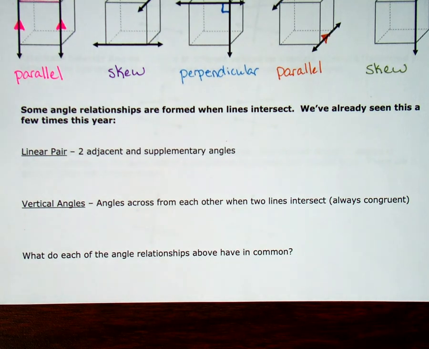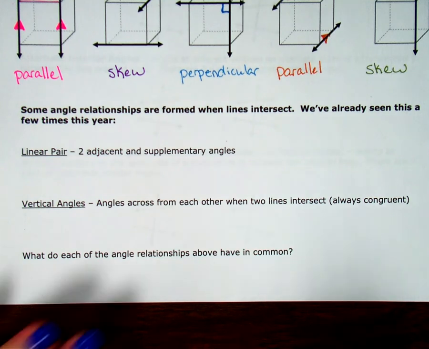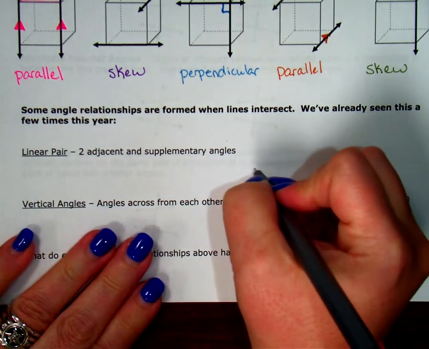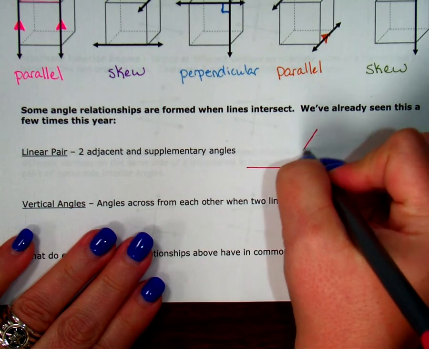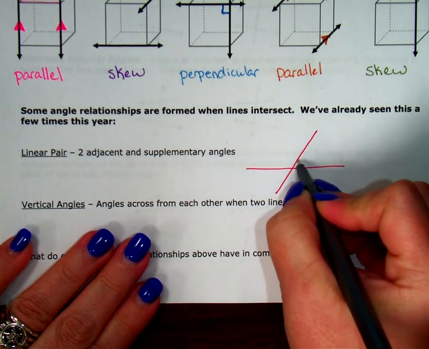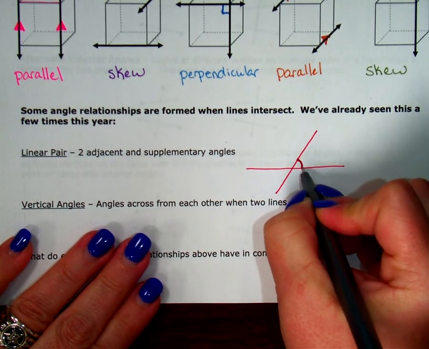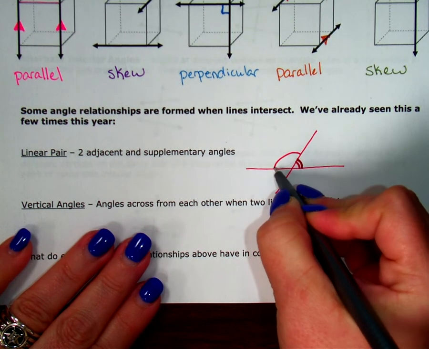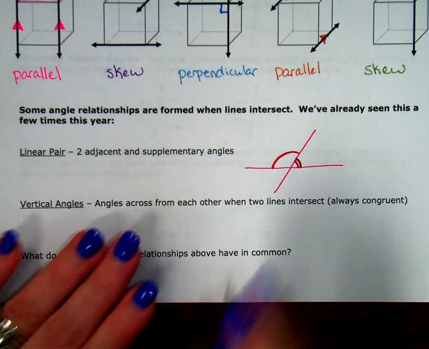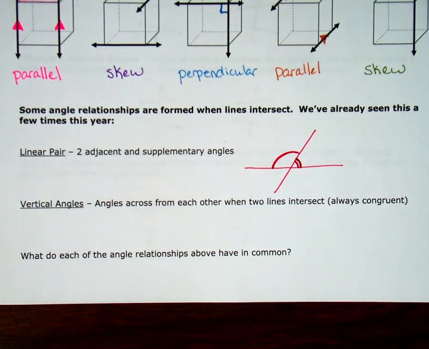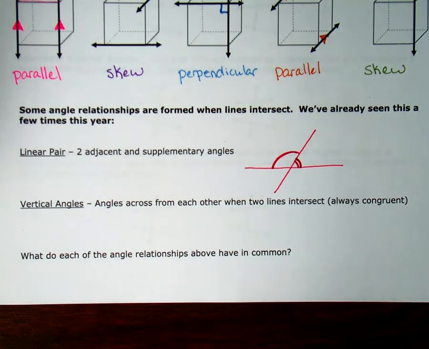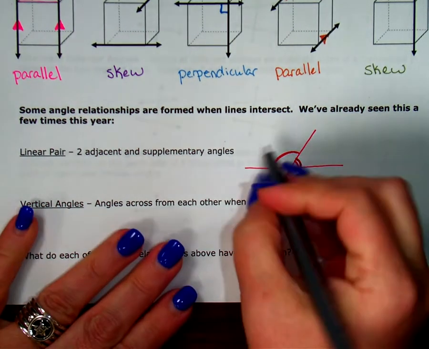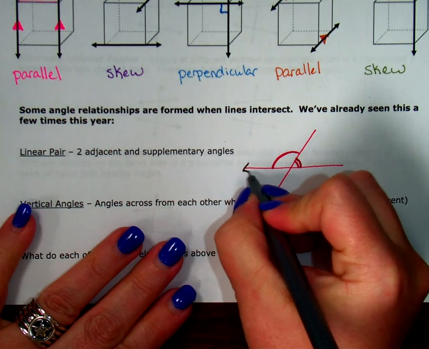So we know when lines intersect, we're going to have a linear pair. Because think about if I have two lines that intersect. If I think about this angle here, and I compare that to this angle here, okay, I know that together those angles are going to form this line.